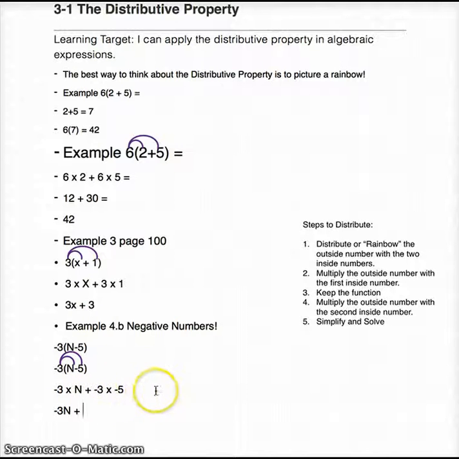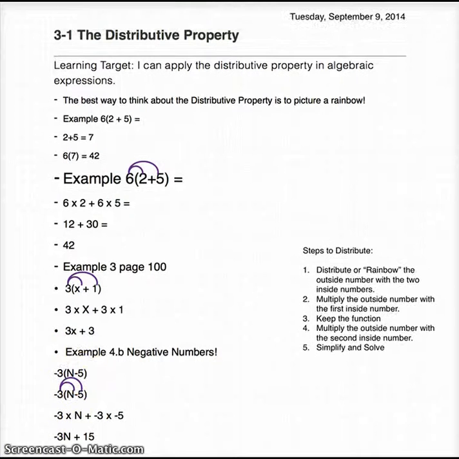So -3 times a -5 is actually a +15. So negative 3n plus 15 is our next line. If you look at that, do you think you can simplify or reduce that in any other way? The answer is no, you cannot. So negative 3n plus 15 is as simple as it gets, and that would be the distributed answer for this problem up here. All right, so go ahead and take one more look at these notes right here.